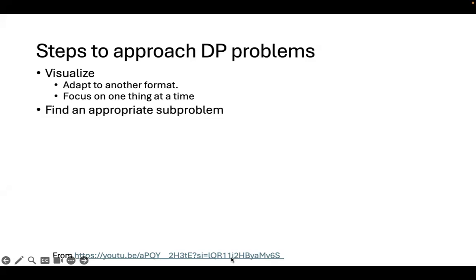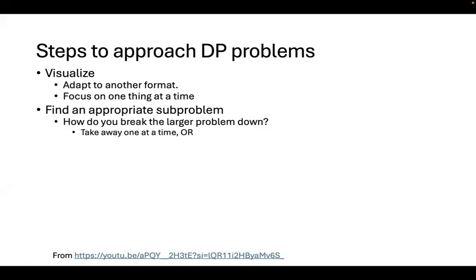The next step is we have to find an appropriate subproblem, which means how do we break this big, large problem down? There are some strategies for ways that we can visualize it. In general, we take it away one at a time or build it up from scratch. So any way that we can figure out how to reduce that.